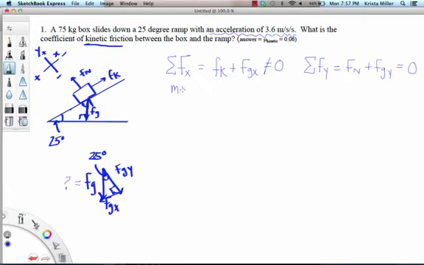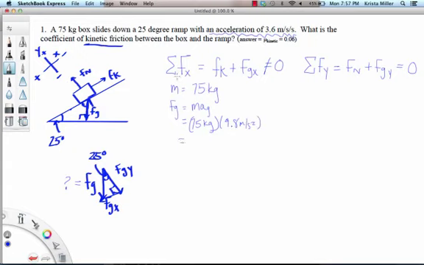We know mass is 75 kilograms. We're given that in the problem. We also know force of gravity by definition is mass times acceleration due to gravity. So if you take a minute and do the math on this, the force of gravity is going to be 75 kilograms times 9.8 meters per second squared.